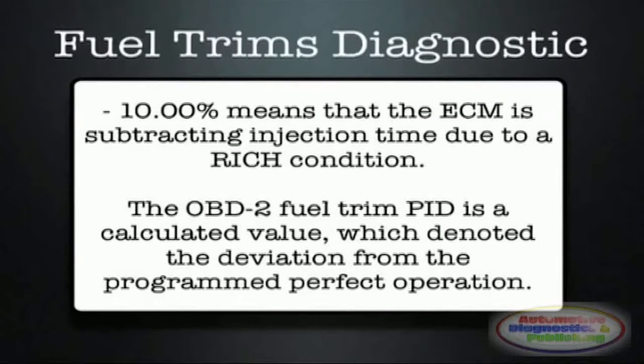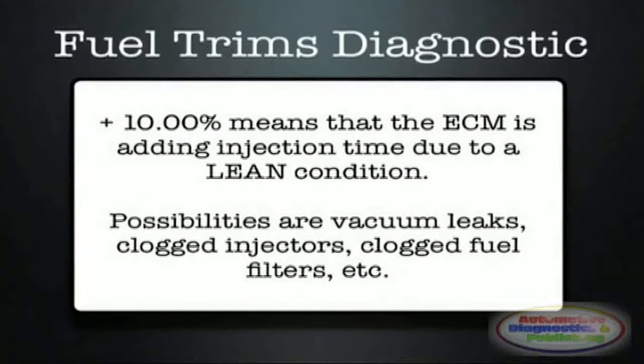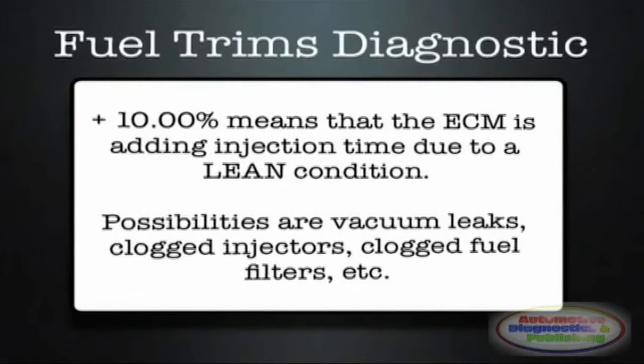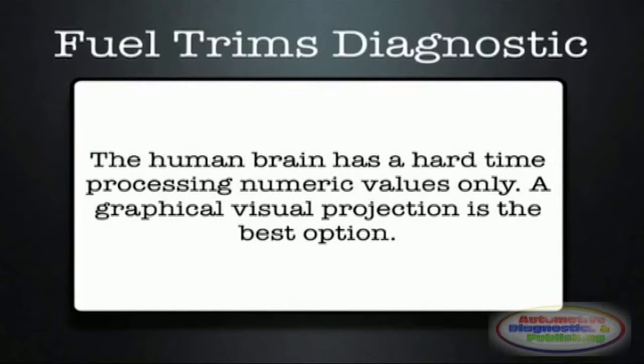The fuel trim is also a calculated value. Whatever value of perfect 0.00% fuel trim is part of the ECM internal programming, is not published and is different for each vehicle. Just concentrate on whether the values are between plus or minus 10%. If over the plus 10% scale, you have a lean condition, and the ECM is adding to the injector pulse to make up for the imbalance, possibly due to vacuum leaks, clogged injectors or fuel filter, or any other condition that adds air or restricts fuel.